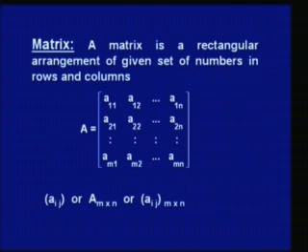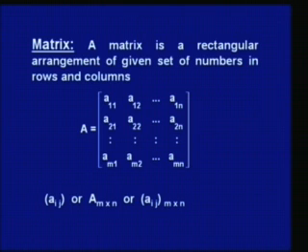The topic is matrix algebra. We start matrix algebra with the definition of matrices. We define a matrix as a rectangular arrangement of a given set of numbers in rows and columns. Given a set consisting of m into n elements like A11, A12, A1n, A21, A22, A2n, Am1, Am2, Amn, when they are arranged in a rectangular form, we have rows and columns, then this arrangement is called a matrix.